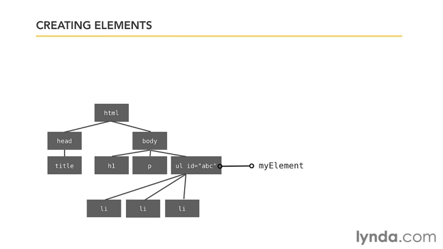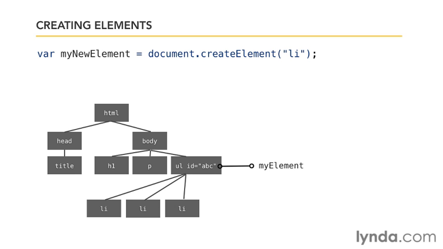So if I want to add a new list item to this point in the DOM, a new list item to the unordered list, what I have to do is first, step one, create the element. And instead of using document.getElementById, we use document.createElement. I pass in a string that says what kind of element. In this case, it's an li. If I wanted a paragraph, it would be a p. If I wanted an anchor tag, it would be an a, and so on.